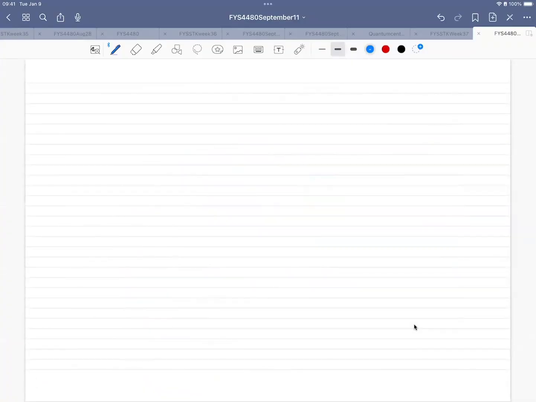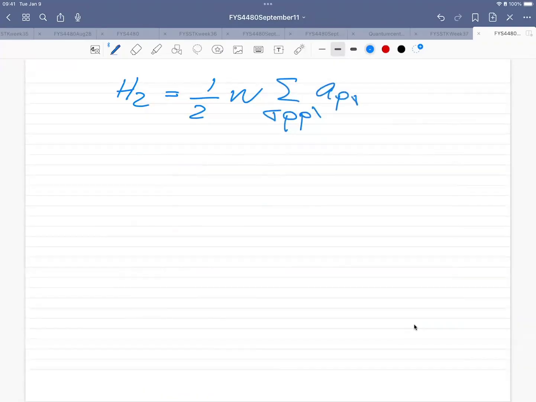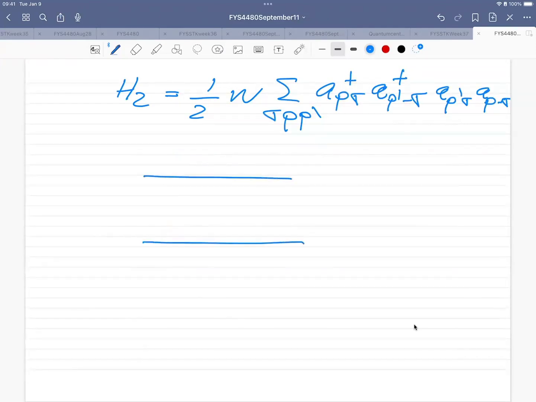Okay, I want to set up the final one which we are going to deal with, and that is given by 1/2 times W, and it still just acts. So we have a_p sigma dagger, a_p' minus sigma, but then it has an a_p minus sigma, like that. So this is an operator now, which acts if we have these slots 1, 2, 3, 4.